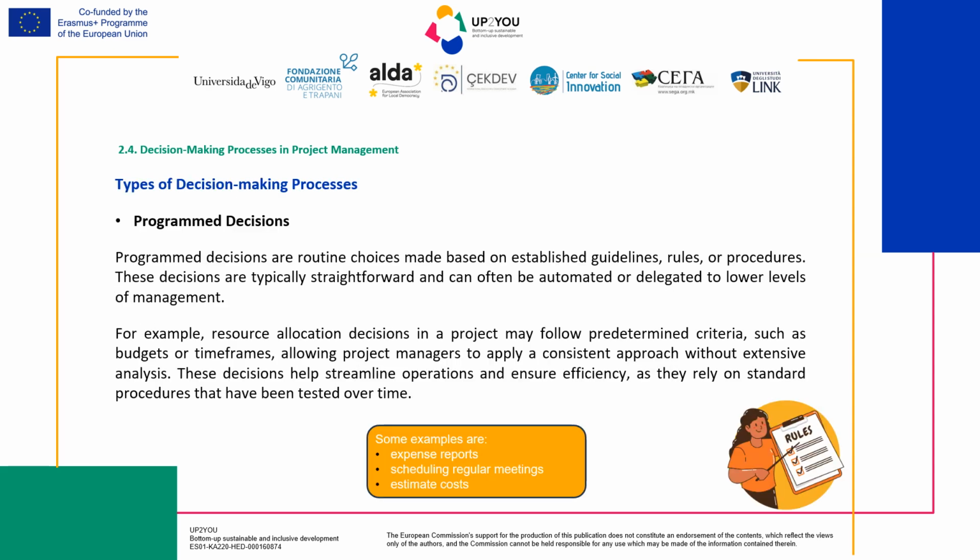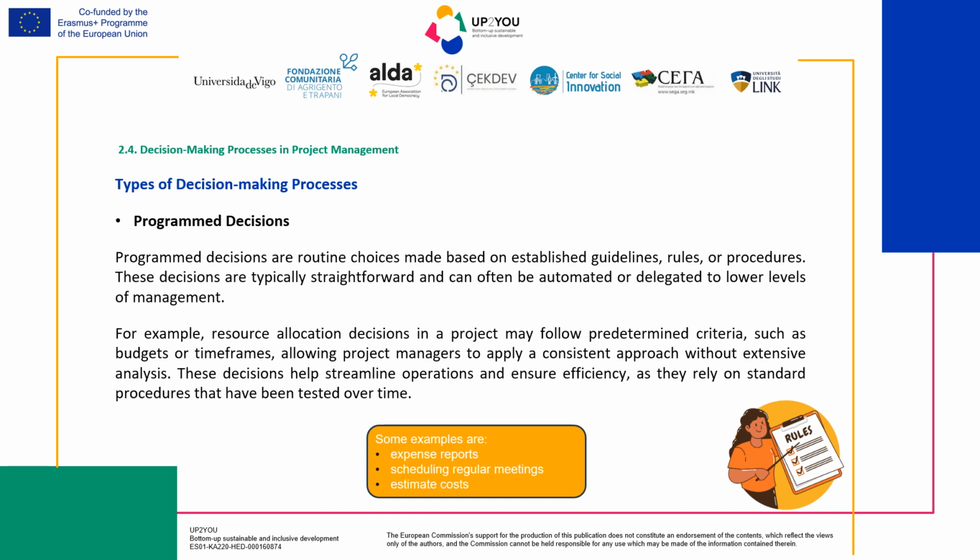There are 2 types of decision making processes. Programmed decisions are routine choices that follow established guidelines, rules, or procedures. These decisions are often straightforward and can typically be automated or delegated to lower levels of management. They are used for situations that are repetitive and predictable, where the decision-making process is standardized.